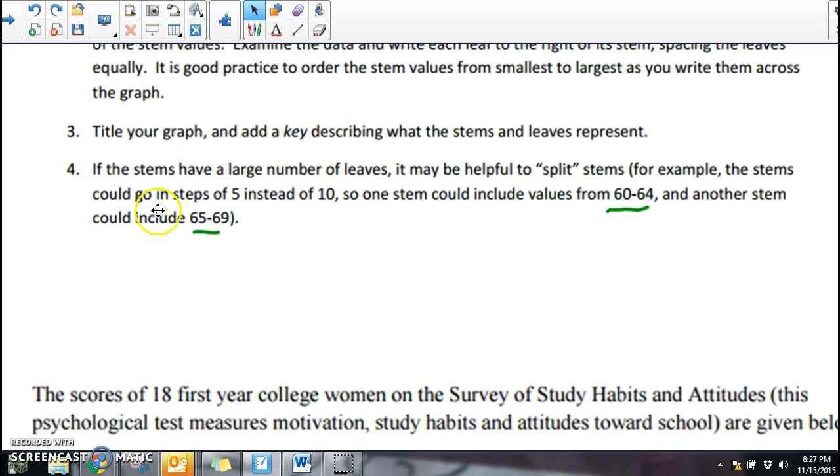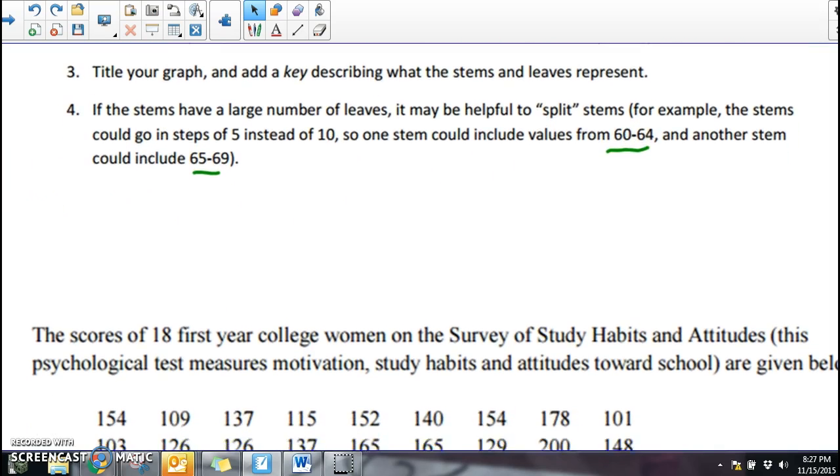If you do have a lot of data, you can split the stem. And if you split the stem, then you just have to make sure that it's the same distance. So 60 to 64 and then 65 to 69. And you have to do that for all the stems. You don't want to have something that could go into both stems, so it has to go from one number to the other. So that's how we build one.